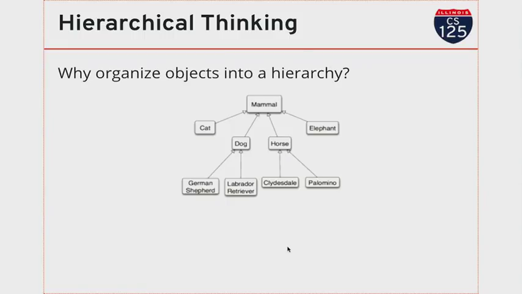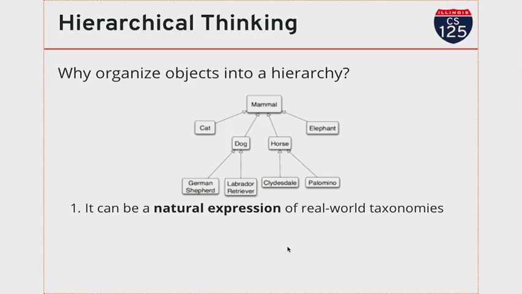So here's a small piece of this, and this is not a zoologically correct taxonomy, but I have four different types of mammal, and then I have a couple different types of dog and different types of horse. Dog breeds are actually not separate species, I don't think. So this hierarchical structure can be a natural reflection of how things are organized in the real world.